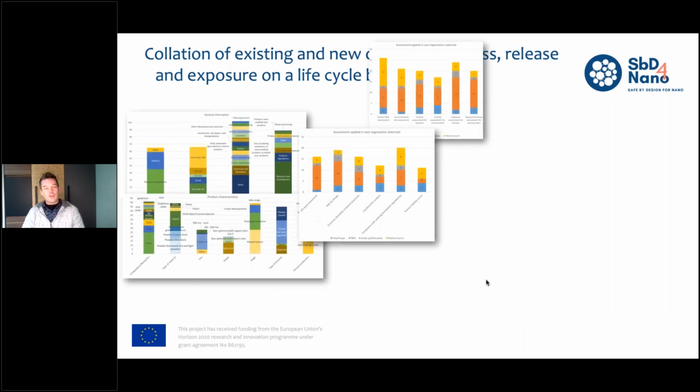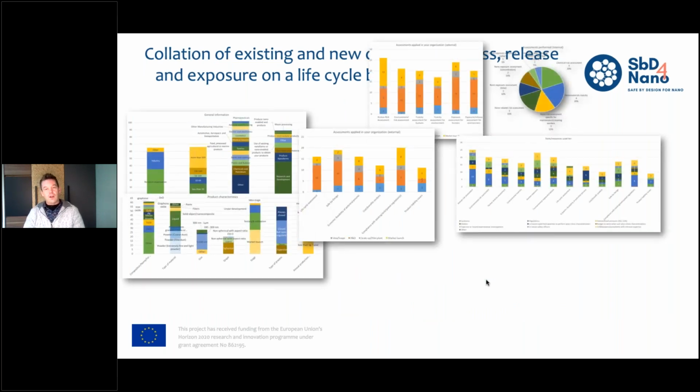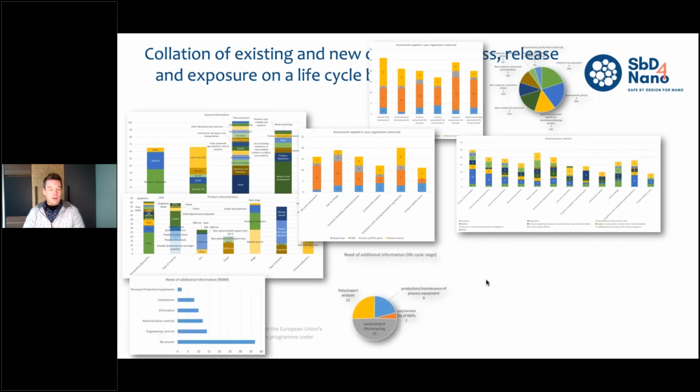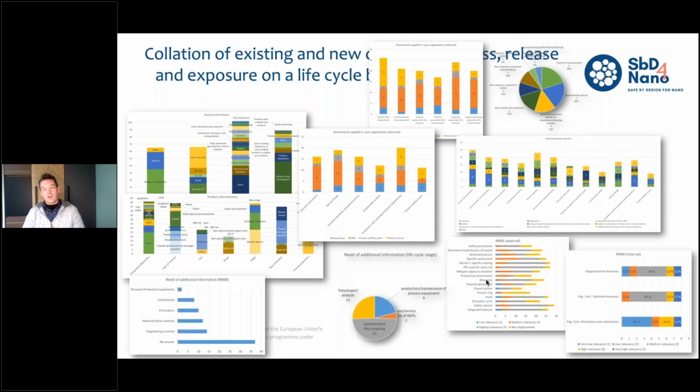So as I said, we started off with a collation of existing and newly generated data. This was a combination of existing data, so the information that was already available on release and exposure of a wide variety of different nanomaterials in a wide variety of different activities, scenarios, and processes. And together with that, we also harvested from our stakeholders within the project, but also outside the project, the needs for additional risk management measures or exposure measurements or exposure controls.